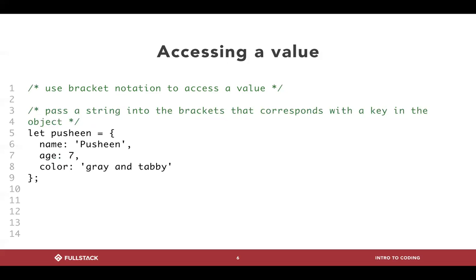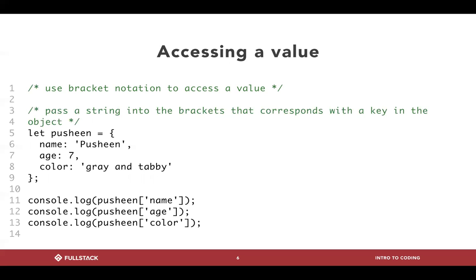That's pretty cool. So we have this Pusheen, and like we saw before, we're going to console log out the object name, Pusheen, brackets, and then you pass in the key. We can do the same thing with age, do the same thing with color. We look up name, we find Pusheen, we pull that, we log it out. We look up age, we find the corresponding value, we pull it down, console log it out. The same thing with color.